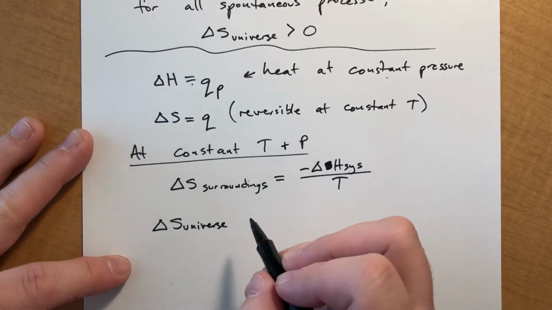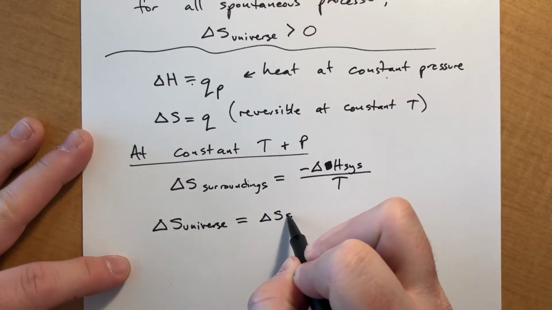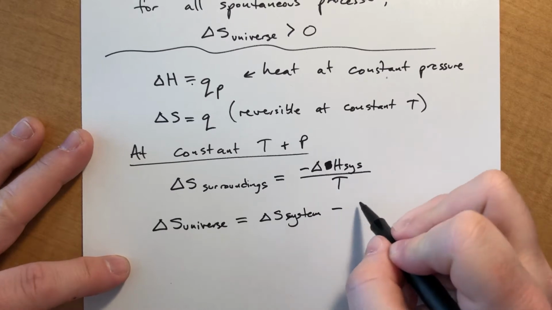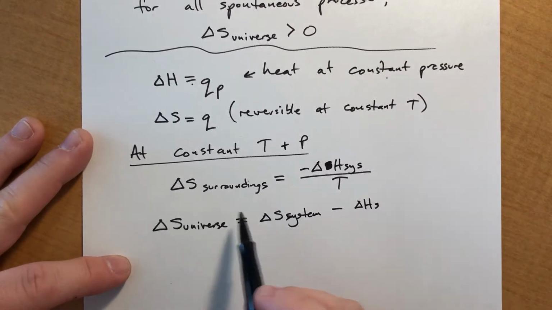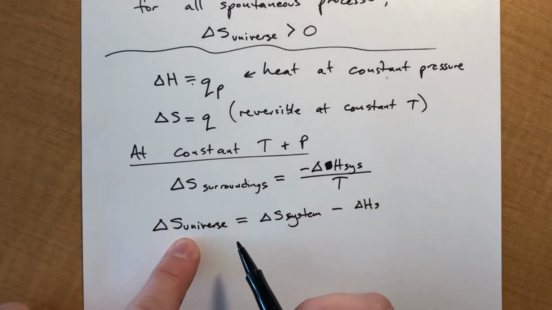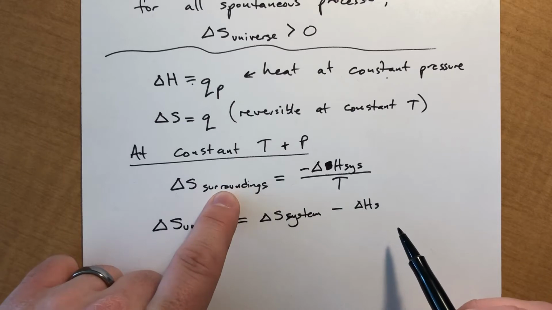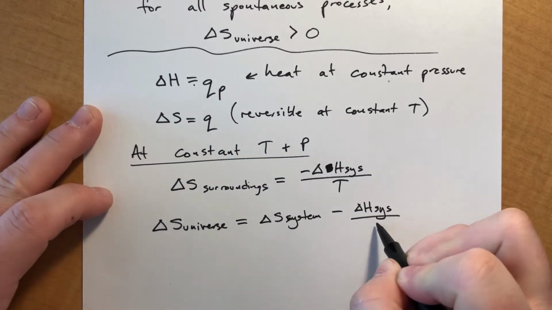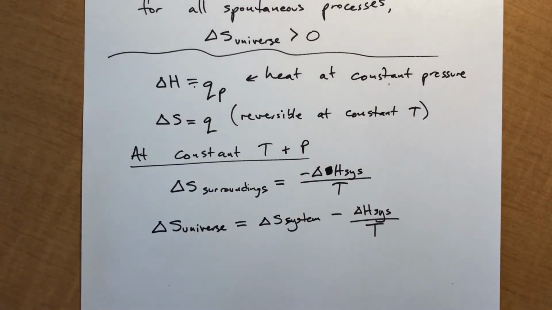So the delta S of the universe can be summarized as the delta S of the system, whatever is in the beaker, minus delta H of the system divided by T. So basically, the delta S of the universe is the delta S of the system plus the delta S of the surroundings. But we just summarized that as negative delta H of the system divided by T. Both of these are in terms of the system, which makes our life a little easier.